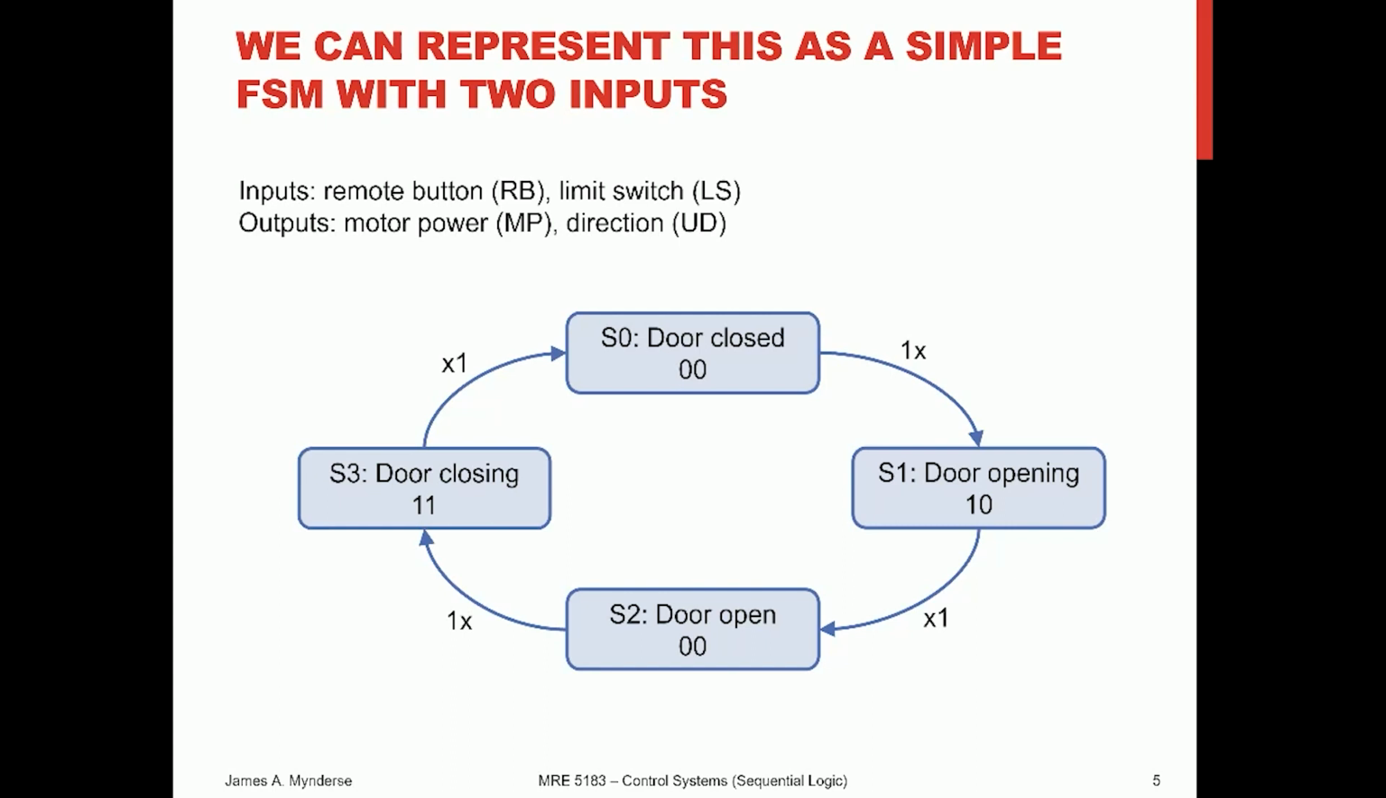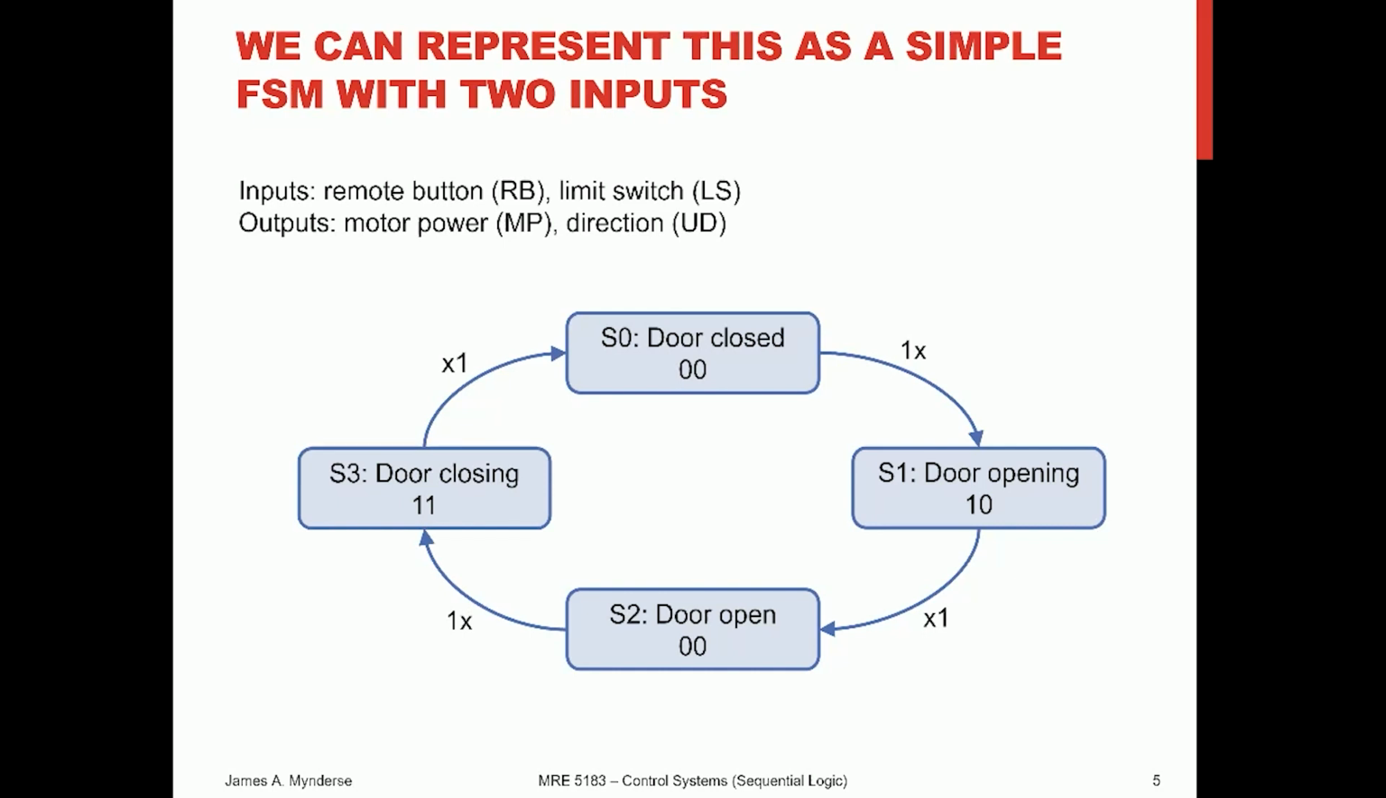The outputs are going to be power to the motor, so are we turning on the motor, are we turning off the motor? And also the direction that the motor is going. Is it going up or down? In this case, going up is going to be considered a 0, and going down is going to be considered a 1. So if we start in state S0, we assume that the door is closed, and so nothing's happening. The motor's turned off. The direction doesn't really matter, but I'm leaving it as a 0. You'll have to have something there.